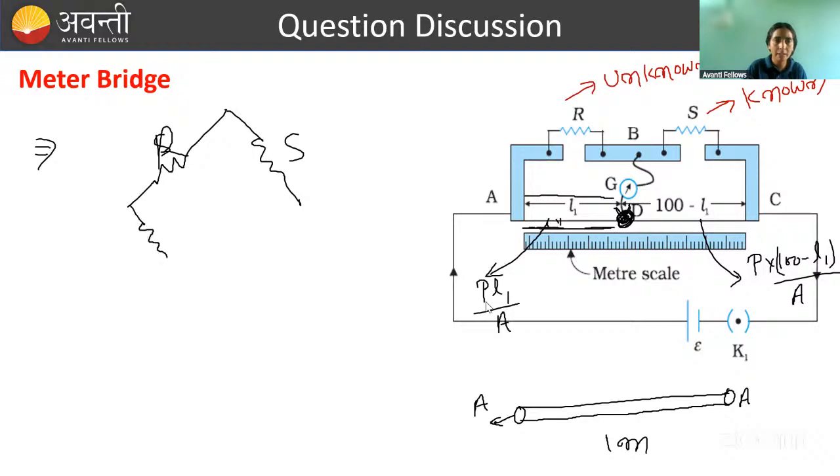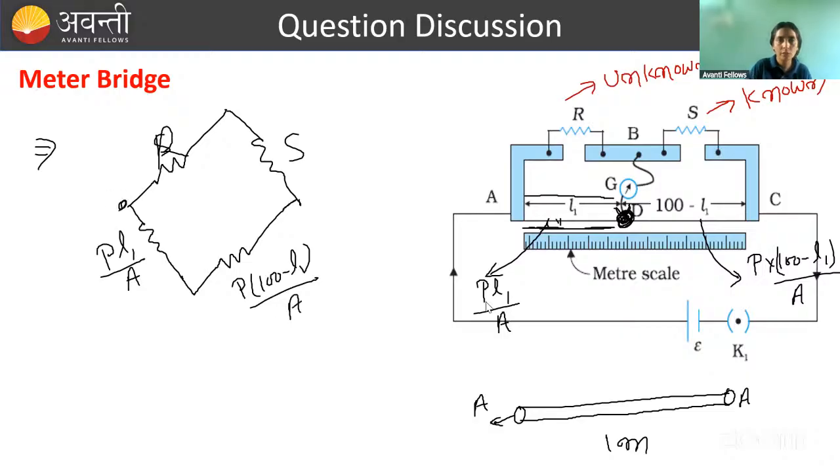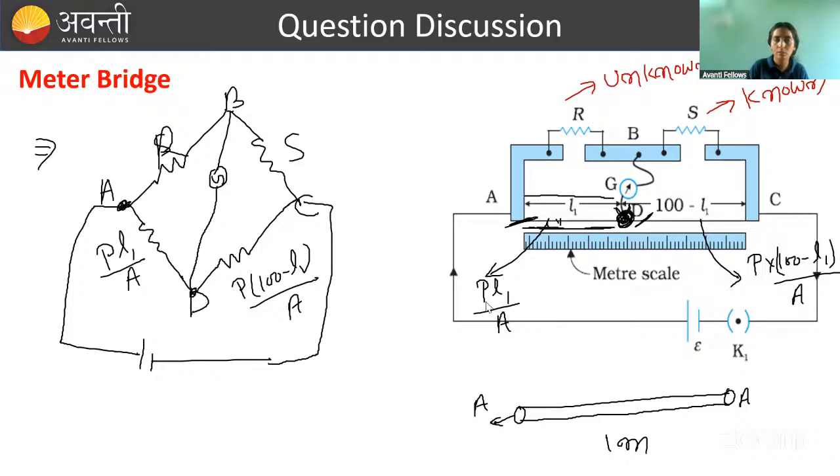Then you again draw it like this. This is rho L1 by A, and then this is how much? Rho (100 minus L1) by A. And this was your which point? This point A, this is your point B, this is your point C, and this was your D point. This was your galvanometer, okay? It touched the wire at point D, dividing the wire into two regions of length L1 and 100 minus L1. And then this whole thing was connected to what? A battery. The battery is responsible for sending out current, right? So we need to have a battery.